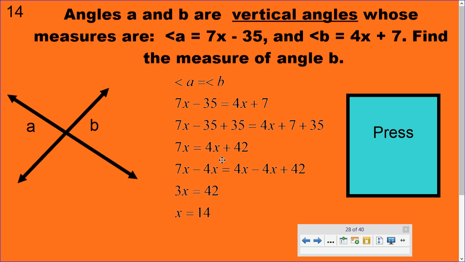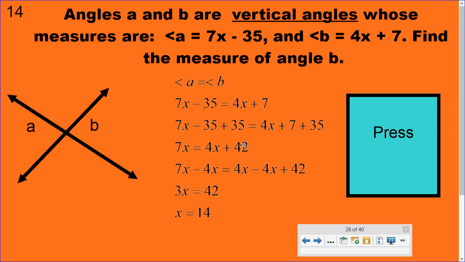And now I get the 4x, I want to get that to this side, so I'm going to use the additive inverse of 4x, which is minus 4x on both sides. So I'm transposing over. I'll have 7x minus 4x, which will give me 3x on this side. My 4x minus 4x canceled out, leaving me with the positive 42. And I have 3x equal 42. If I divide by 3, x is equal to 14.